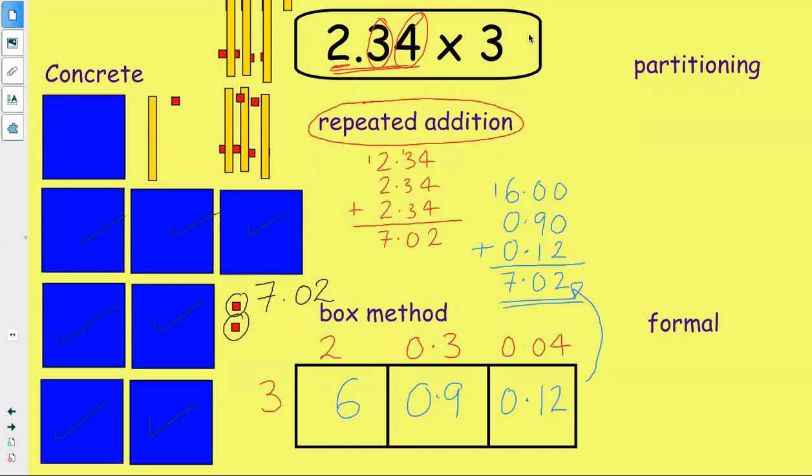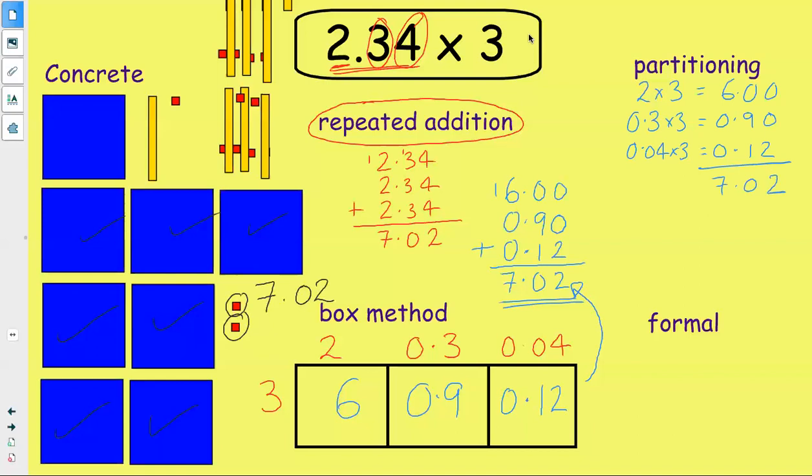Partitioning is really the same as the box method, it's just written slightly differently. So I'm taking the 2 whole, or the 2 units, and I'm multiplying it by 3 to get 6. I'm taking the 0.3, so 3 tenths, multiplying it by 3 to get 0.9, and I'm taking the 0.04 multiplied by 3 to get 0.12. And again, I'm going to add them up, very similar to before. You can put your placeholders in. And again, I'm not going to do that again because it's the same, 7.02.